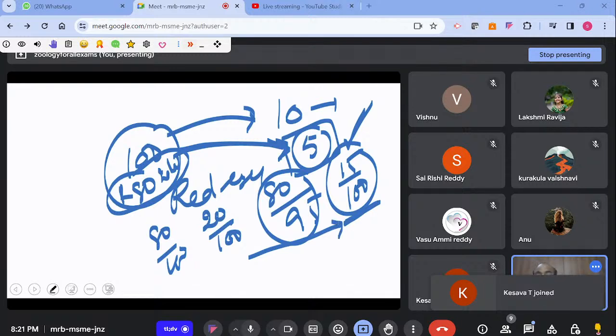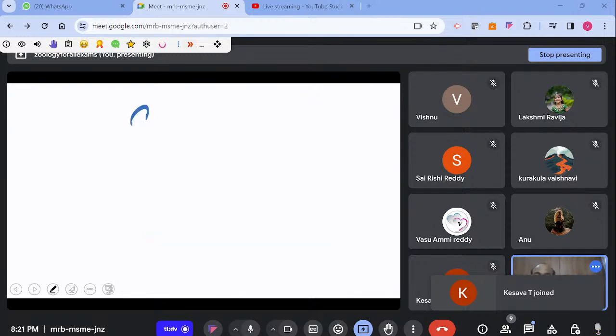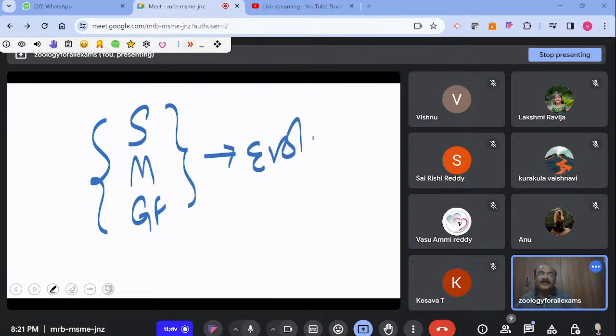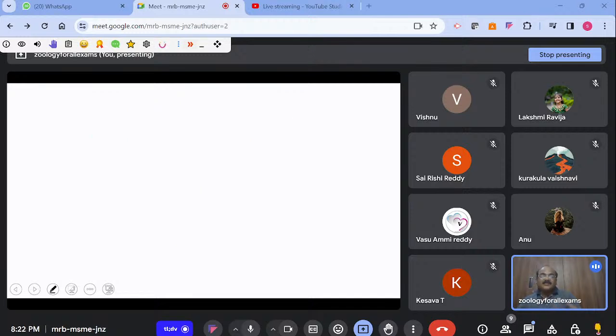That means three conditions are there: selection, mutation, and gene flow. These are the three processes which bring about evolution, according to the Hardy-Weinberg law. If selection is absent, mutation is absent, gene flow is absent, there is no evolution at all. Let me explain the same thing with a small example.